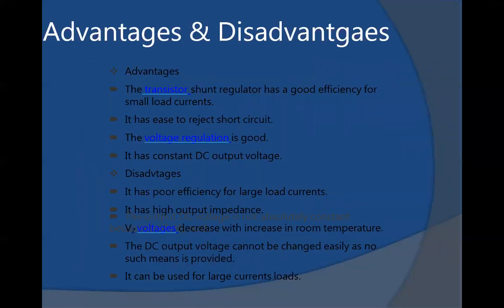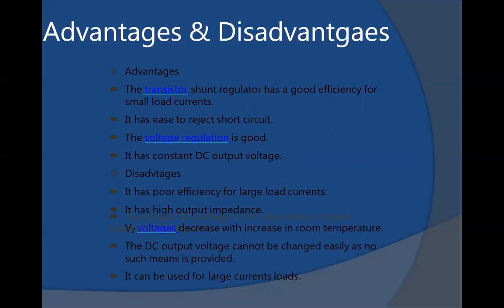Advantages and disadvantages of the shunt regulator are given. First, the advantages: the transistor shunt regulator has good efficiency for small load current. It is easy to reject short circuits. The voltage regulation is good. It has constant DC output voltage.